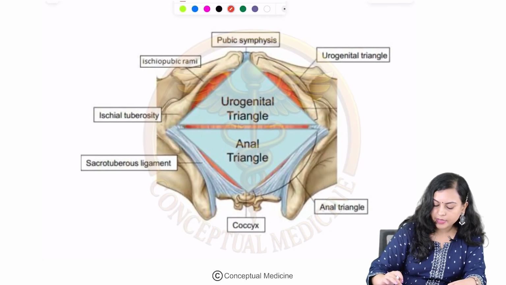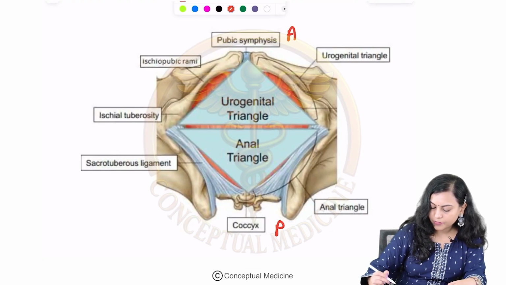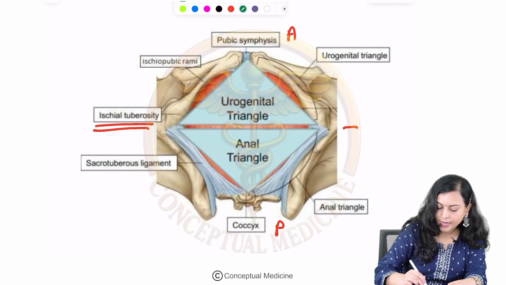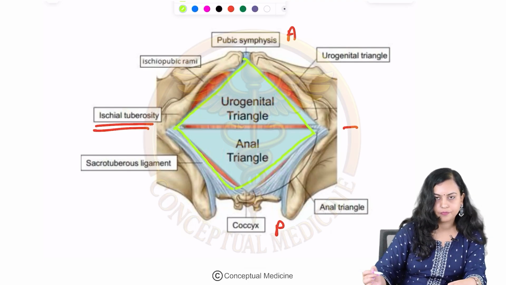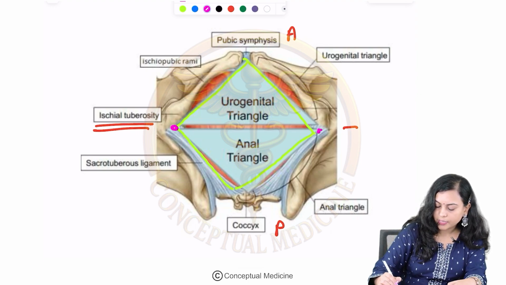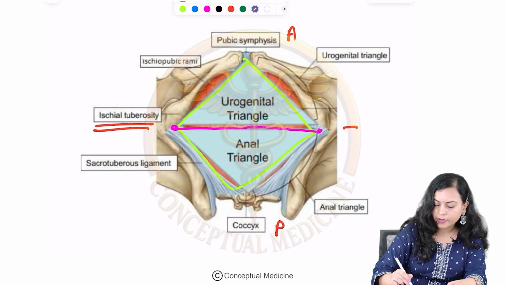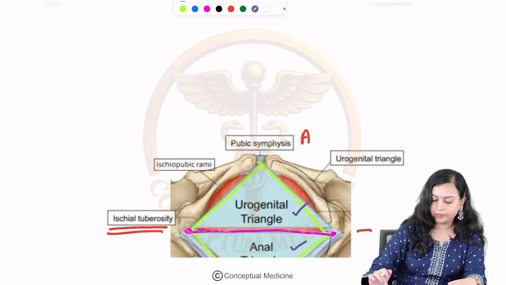So, if you see, perineum is bounded anteriorly by the pubic symphysis and posteriorly by the coccyx. Laterally, we have the ischial tuberosities. So, basically, this is a diamond shaped area. This region is the whole of the perineum. Now, suppose you join the two ischial tuberosities and draw a center line. This diamond shaped area will be split up into two triangles. The first one is the urogenital triangle and the next one is the anal triangle.